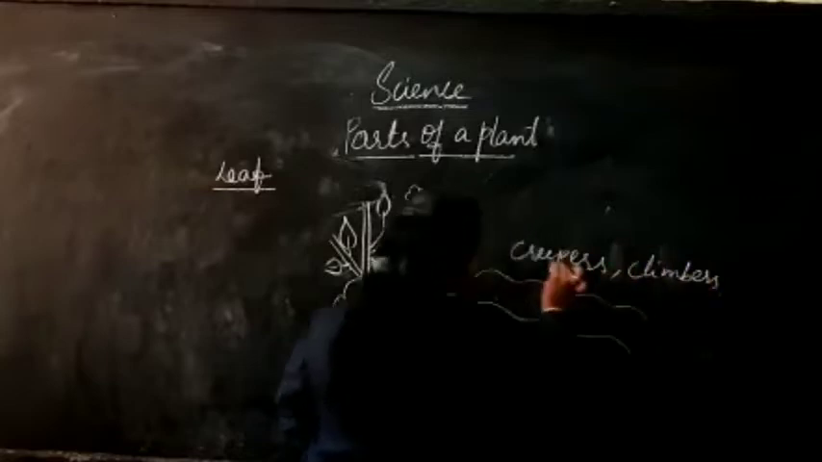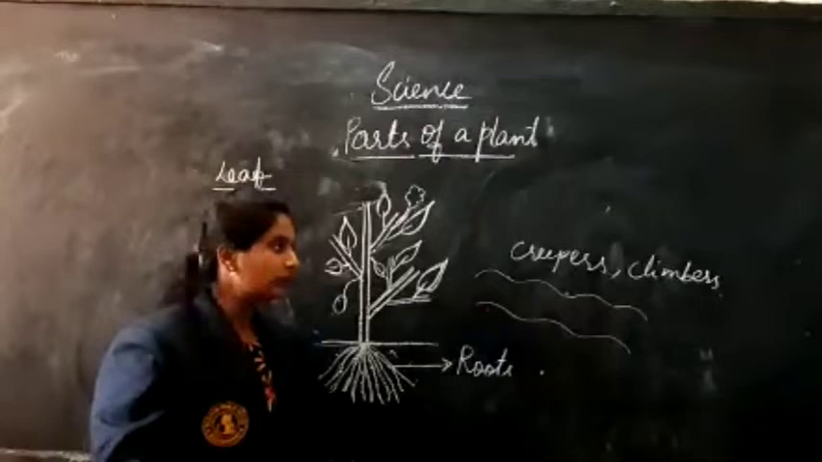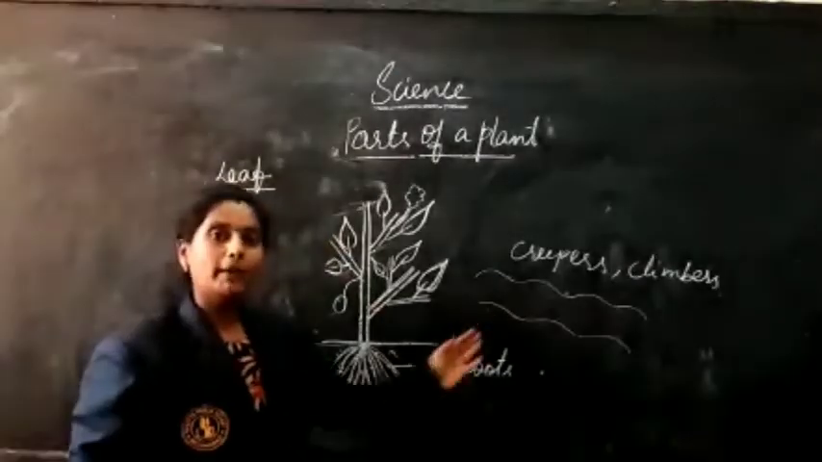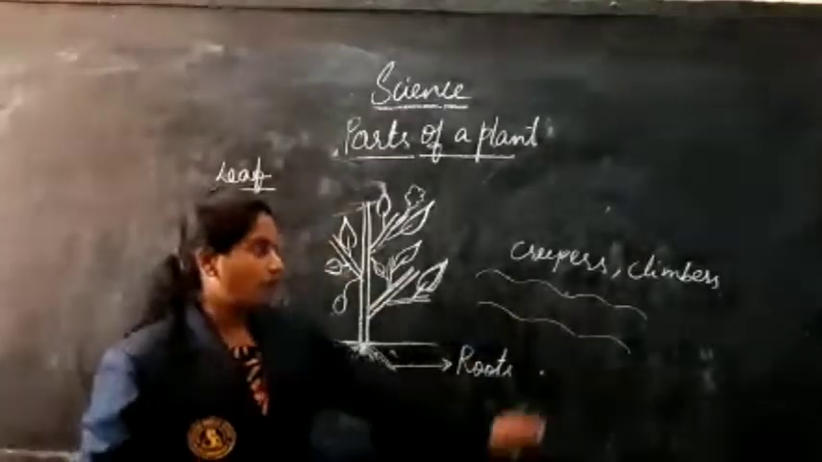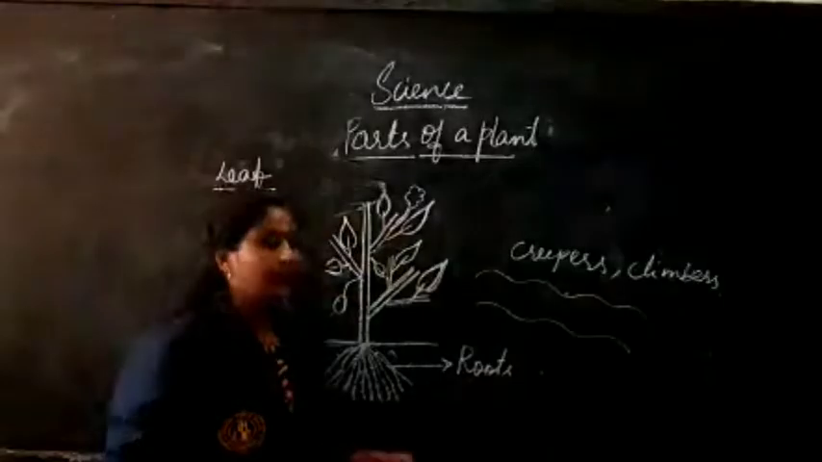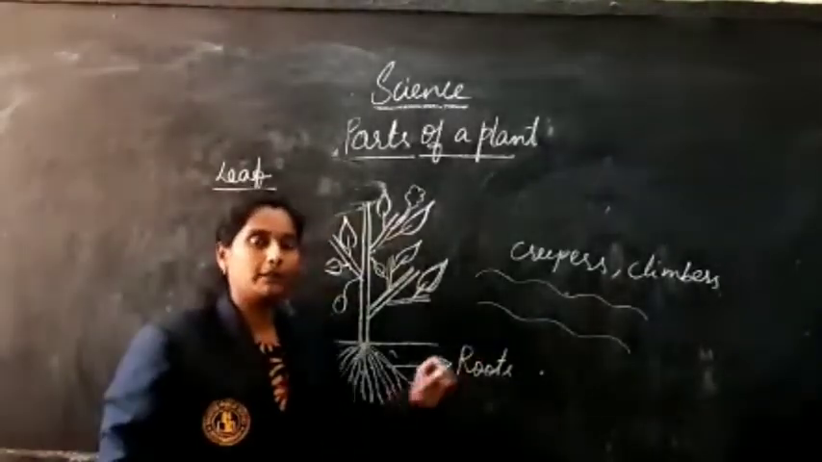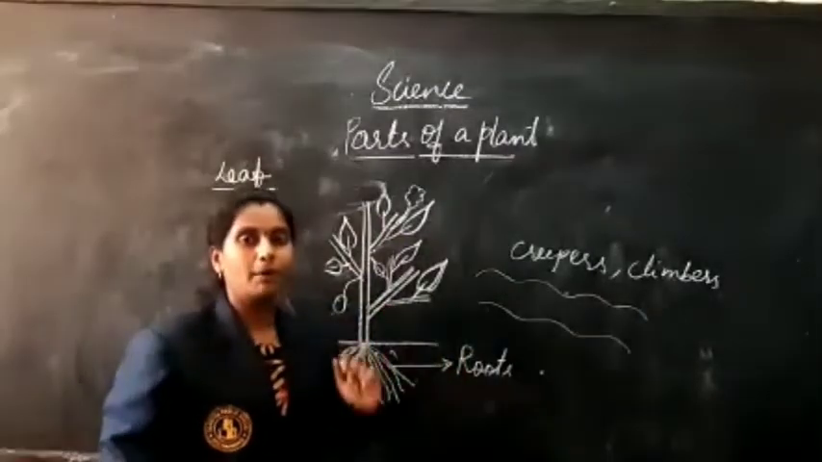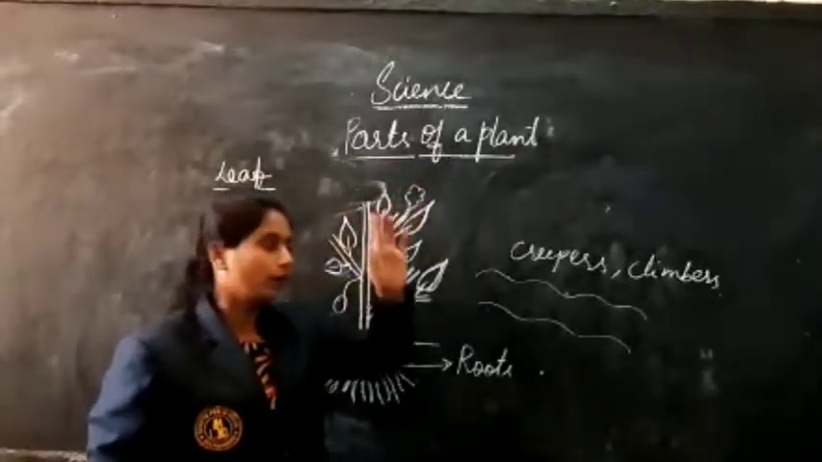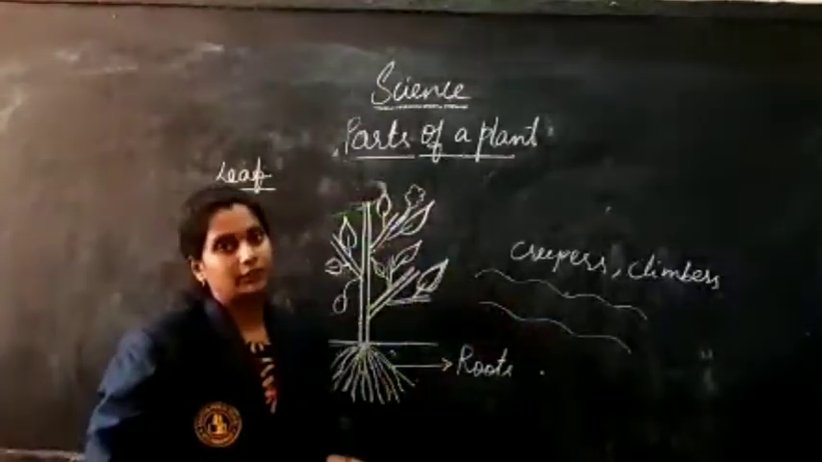Creepers, you can see, if you take the example of a watermelon plant, due to their heavy fruits, that plant cannot grow straight, so they just creep on the ground. Climbers, if you take the example of a money plant, what happens? In your houses you will have a money plant. Your mother will tie a thread to the stem of that plant, and tie it to some nail or whatever it may be. With the help of that thread, the plant grows straight.